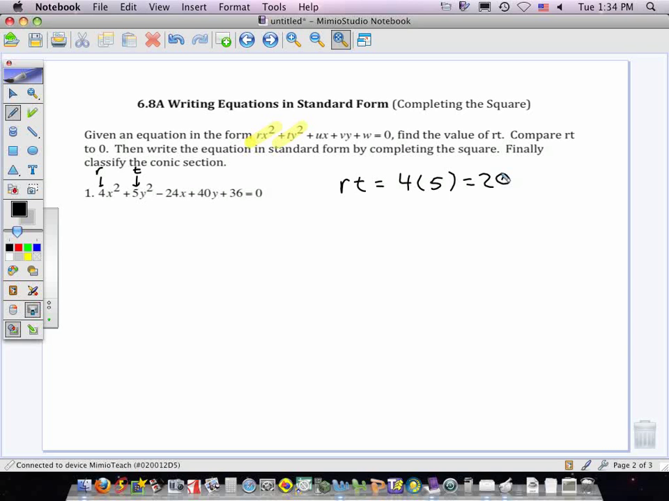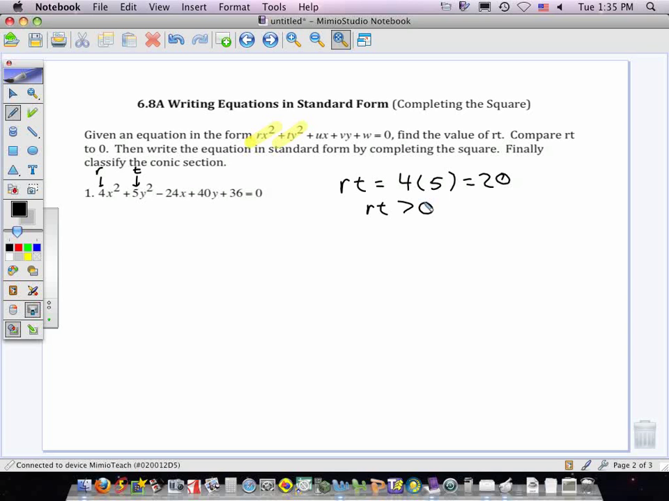Okay, so I want you to find the value of rt, so we just did that. Compare rt to 0. So rt, how does that compare to 0? How does 20 compare to 0? Great. And as you go through writing more of these in standard form, I want you to look at how rt compares to 0 and the type of conic section it is, because there's a pattern that you should pick up on.